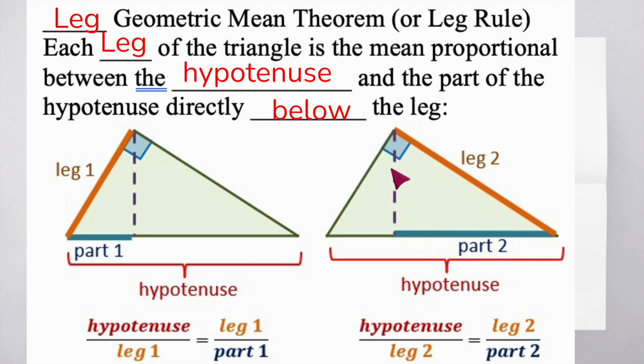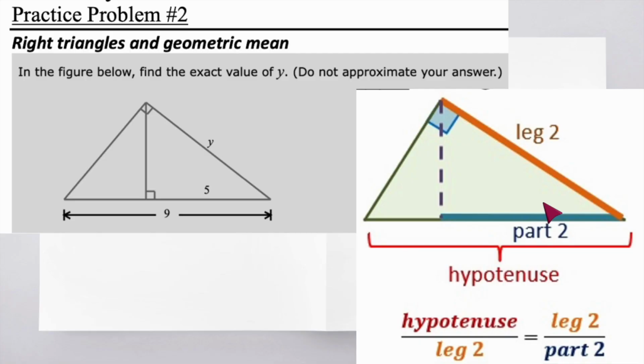So we can either use the altitude as a geometric mean, or leg one, or leg two. It kind of just depends on the information that's given to us. So a couple of different choices here, so let's go ahead and take a look.